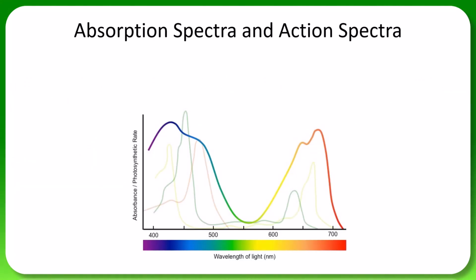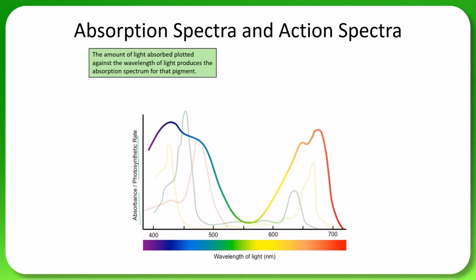When we take that visible part of the spectrum and plot it on a graph and start to look at two different variables, the absorbance and photosynthetic rate, we start to plot lines that peak in the violet and blue range, and they peak in the orange and red range. The amount of light absorbed plotted against the wavelength of light produces the absorption spectrum of that pigment. And so these muted bands are going to be the absorption spectrum.